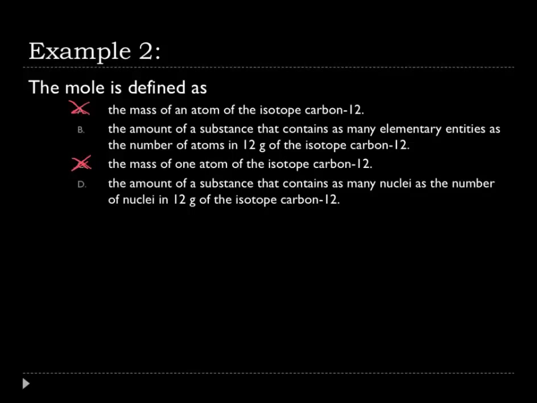Now, it's not D, because we can have a mole of water, and a mole of water contains 1 mole of water molecules, and each water molecule has 3 nuclei. And so it's not D either. So it must be B. And so from this we can reason that what they mean by an elementary entity is an atom or a molecule.